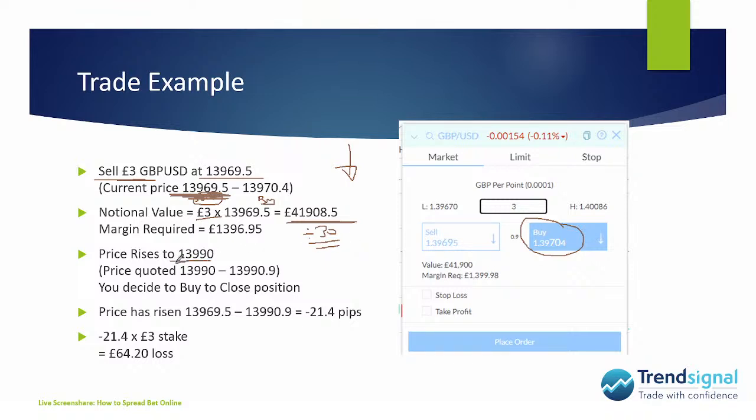Let's say the price then rises again to 139.90. Oh God, that's going the wrong way, and it's gone the wrong way by a few pips. So as it goes up, we sold at the left-hand price, but now we're going to be buying at the right-hand price. So we're going to be looking to close out of that trade at 139.909, which is a loss of 21.4 pips. 21.4 times £3 per point is a £64.20 loss. That's basically how it works.